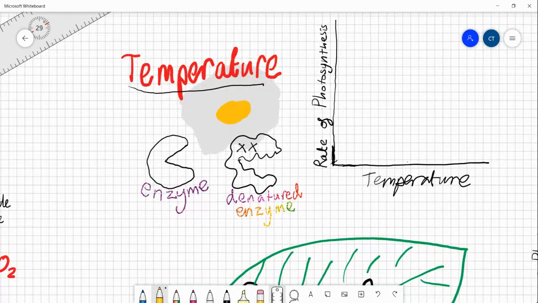First, temperature. Now, like pretty much every biological reaction, photosynthesis requires enzymes. Enzymes are great. When you increase the temperature, enzymes normally increase the rate of a reaction. That is until they denature. And once they've denatured, they are pretty much useless and the rate of reaction is going to crash.